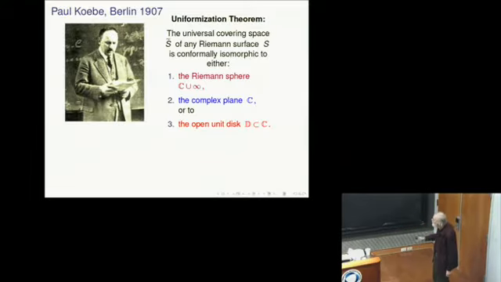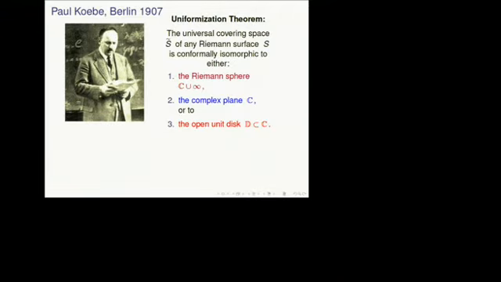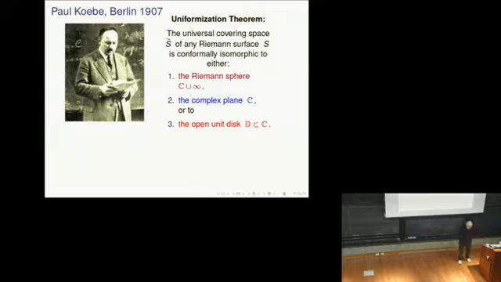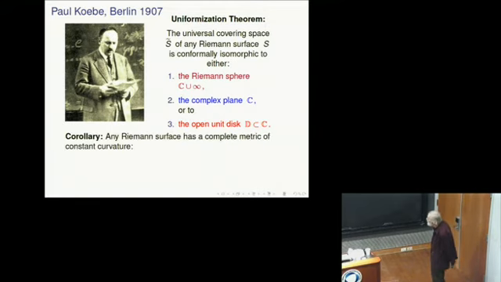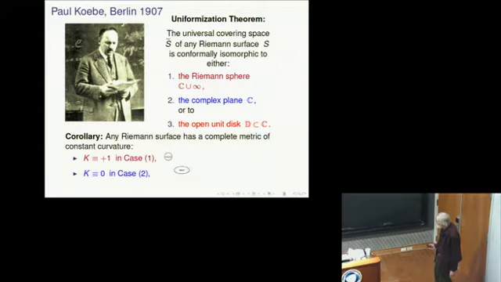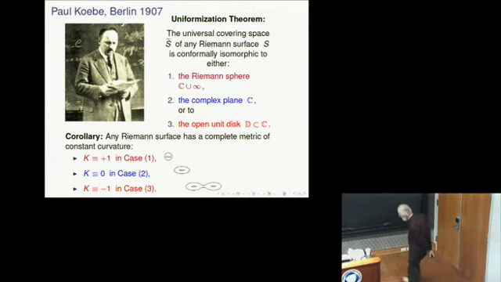Now each of these spaces has a natural metric. You can give the two-sphere, of course, a metric of constant positive curvature. The plane has a metric of constant zero curvature, and the unit disk has a Poincaré metric of constant negative curvature, and these are preserved by the group of deck transformations so that they descend to the manifold itself. So the corollary is that any Riemann surface has a complete metric of constant curvature. So for example, if we take a closed surface of genus 0, it's +1. For a torus, it's 0. And for a higher genus surface, it's -1.